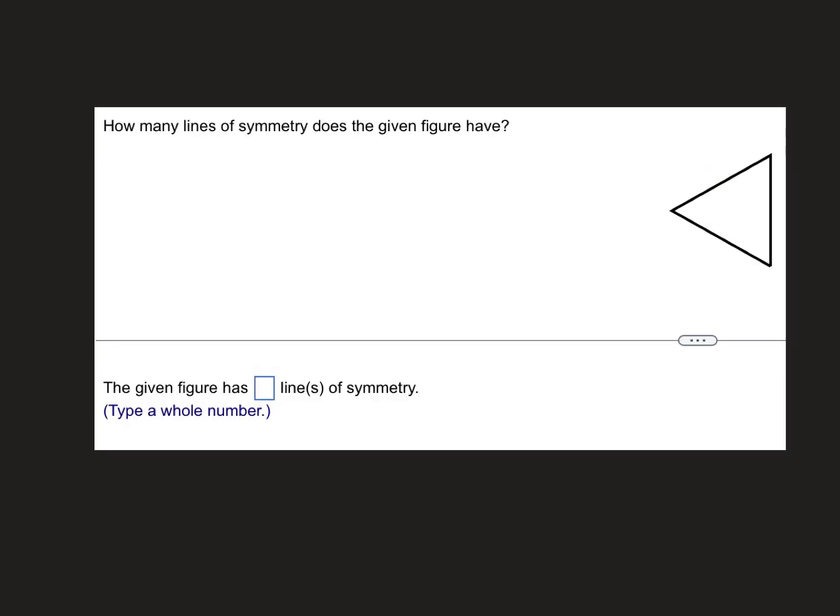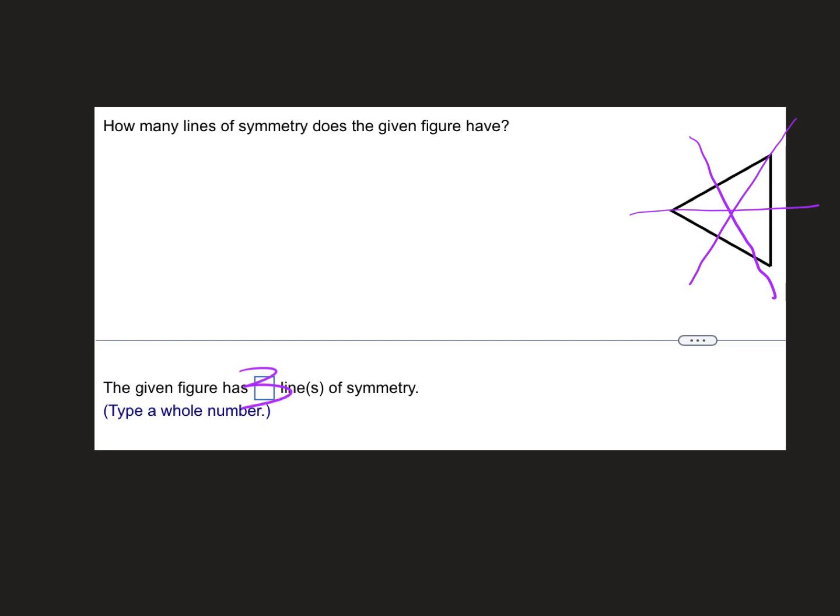Okay, symmetry means the same on both sides. So if I were to fold it in half, would I have symmetry? And so this figure actually only has 1 line of symmetry. It's kind of boring. Well, let's think about that again. So this would be a line of symmetry. Just kidding, it has more than 1. This would be a line of symmetry if I folded it in half, and this would be a line of symmetry. So this guy should have 3 lines of symmetry.